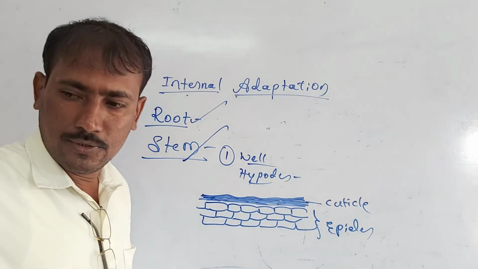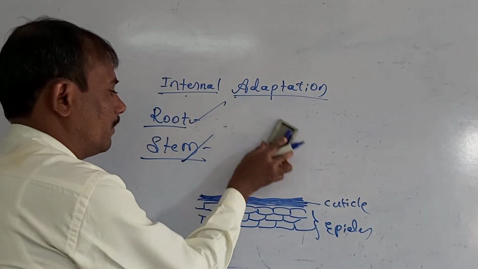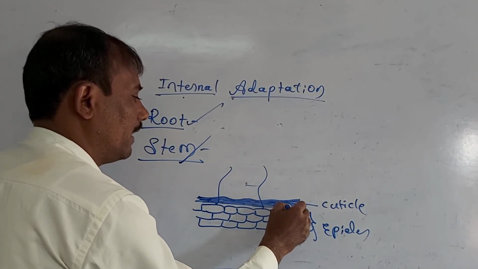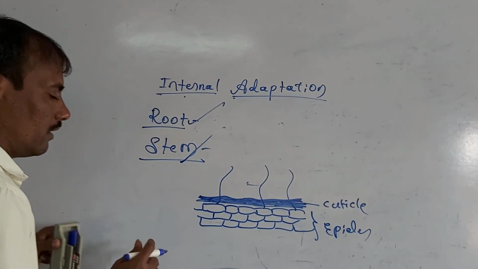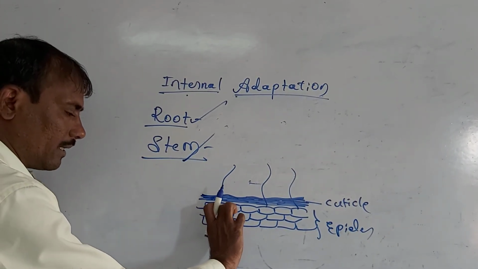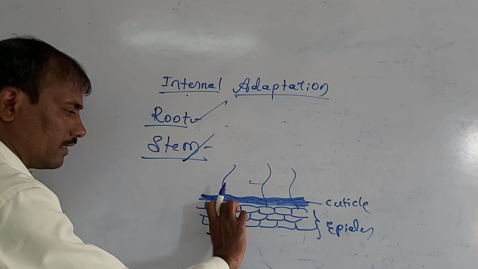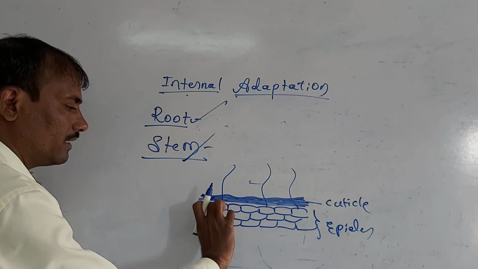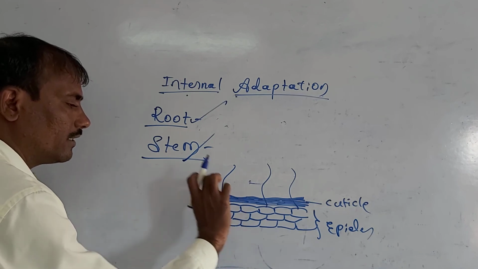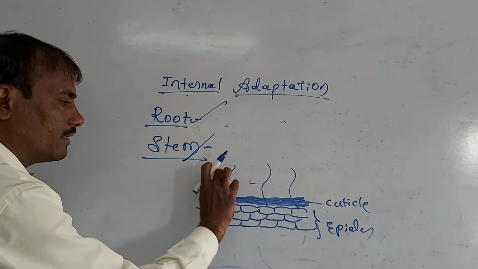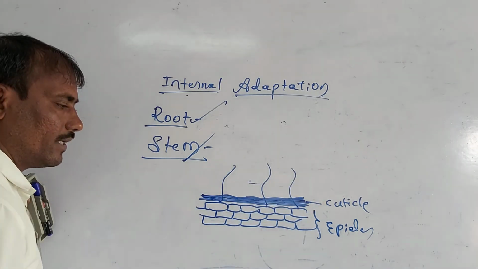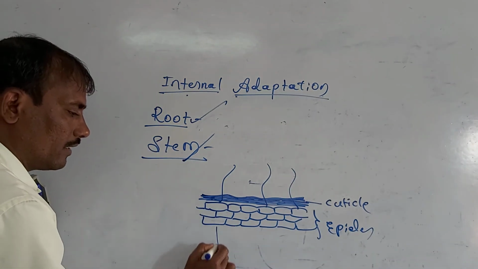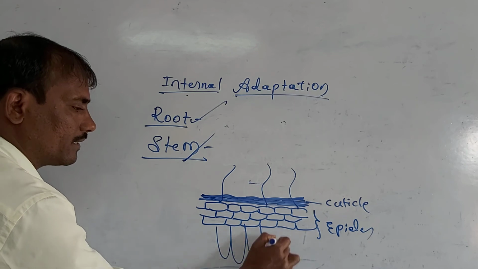Also, we observe the presence of epidermal hairs. Okay. Dorsal surface of the leaves or stem, it is multi-layered and covered by a thick cuticle, and presence of the trichomes is also very common. Just below this epidermis, the layer of hypodermis is present.